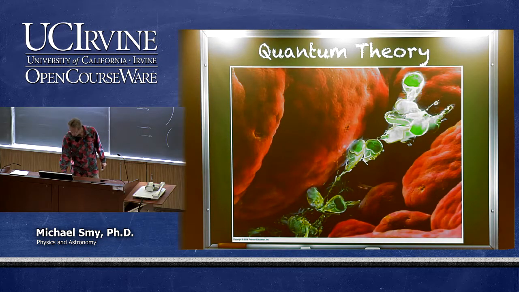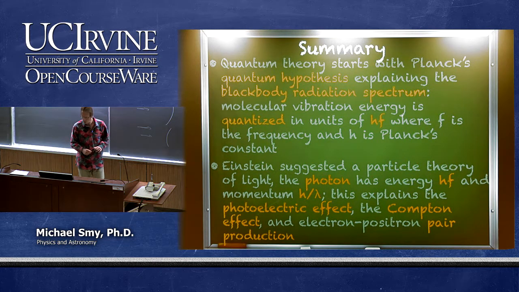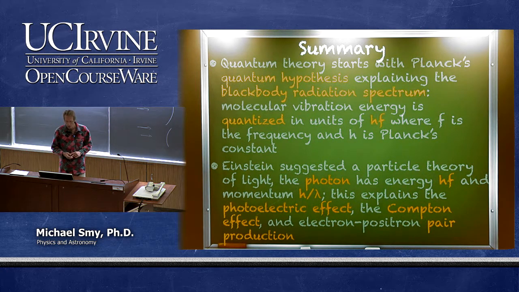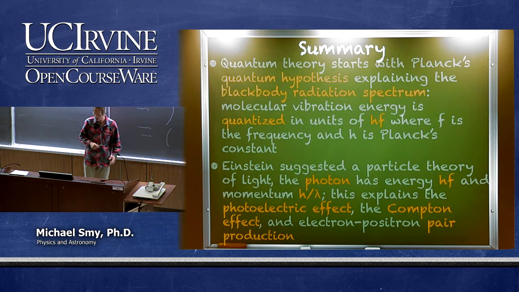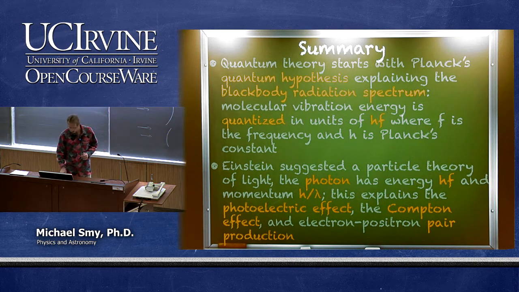We then moved on to modern physics, or in particular quantum theory. And quantum theory starts with Planck's quantum hypothesis explaining the blackbody radiation spectrum. The hypothesis is that molecular vibration energy is quantized in units of hf, meaning that you can have not any energy, but just an integral number times h times f. And f is the frequency of the light, and h is a new constant discovered by Planck. And Einstein suggested, as a consequence, a particle theory of light, that light consists of particles called photons, and a photon has the energy hf and the momentum h over lambda. And this explains the photoelectric effect and the Compton effect and electron-positron pair production.